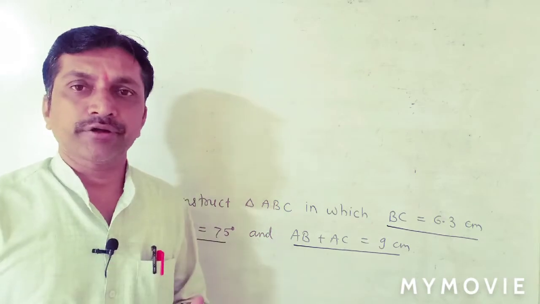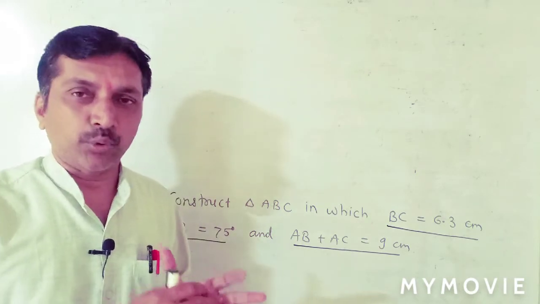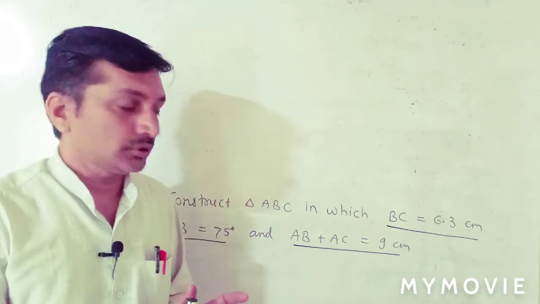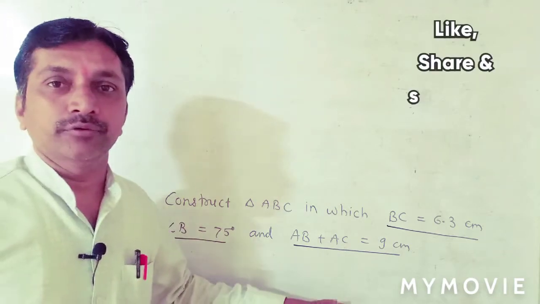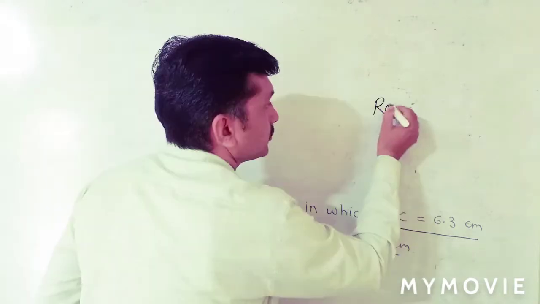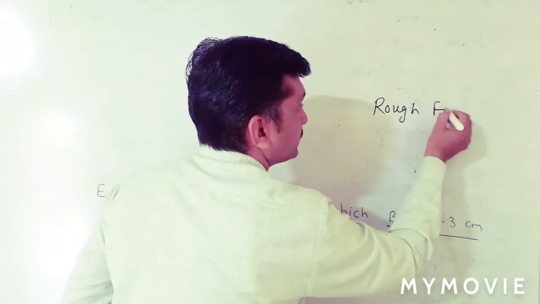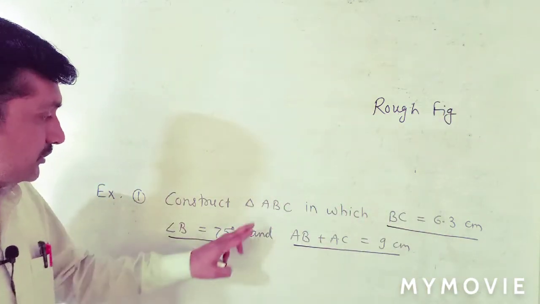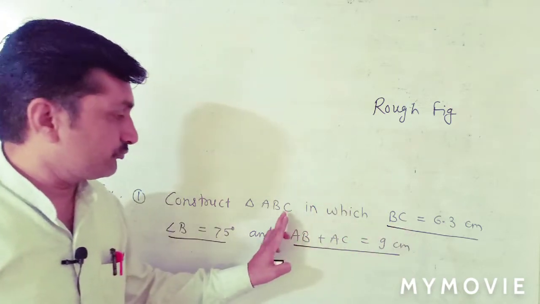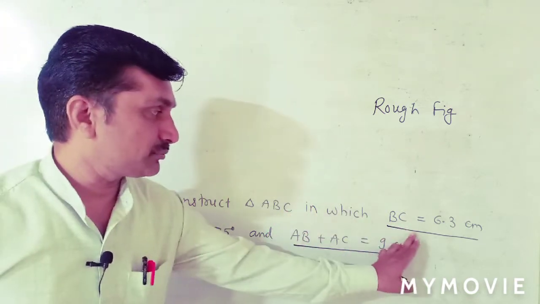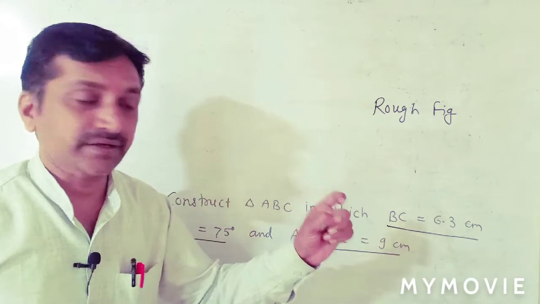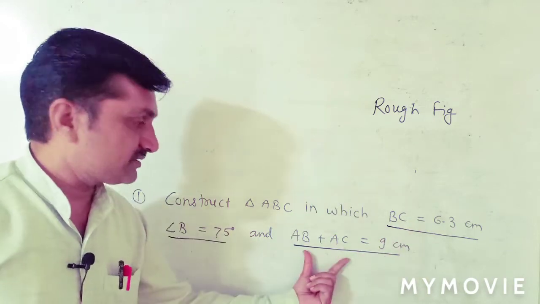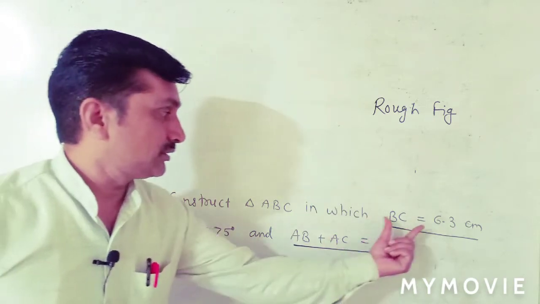Now before drawing the required figure, we have to draw a rough figure of the expected figure. With the help of this rough figure, we will draw the required figure. Here, what is the base? We want to draw triangle ABC. BC is given, the single side taken as the base, and the sum means the remaining two sides.